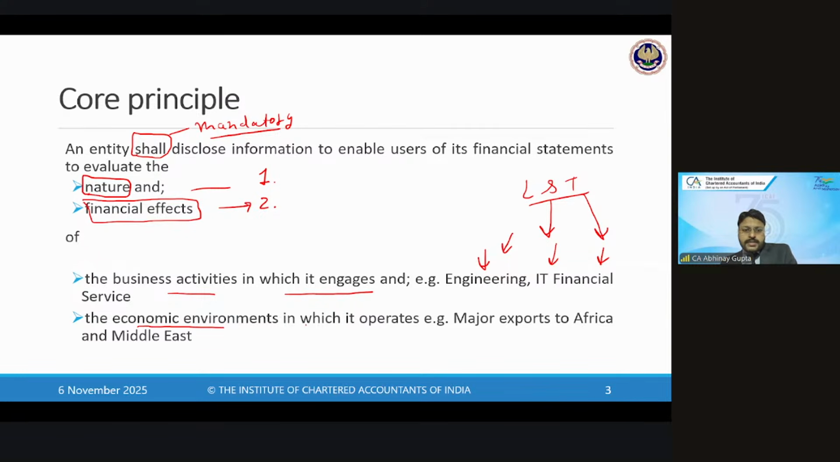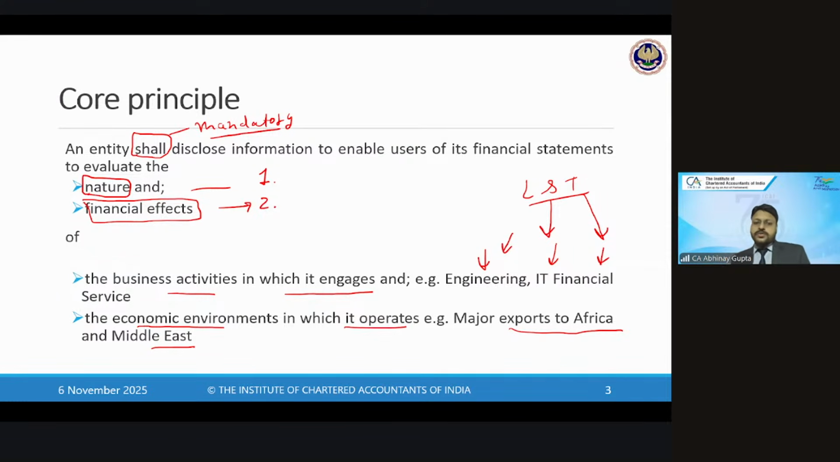And the economic environments in which it operates. For example, if the company is doing an export business, then exports to Africa, exports to the Middle East, exports to the US. In the recent past, you must have been following the news that the US is imposing higher tariffs on other countries, including India. So if a company is doing, say, 95% of its exports to the US, then it is severely impacted because of these tariffs. So the economic environment is also crucial for a company to understand. A company that has no exports to the US is not impacted by these US tariffs at all.